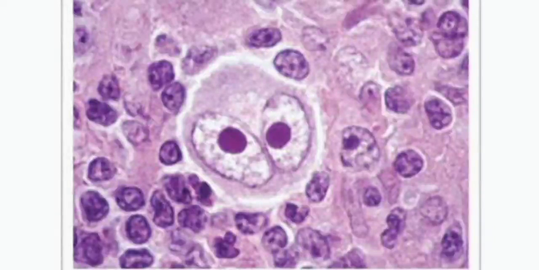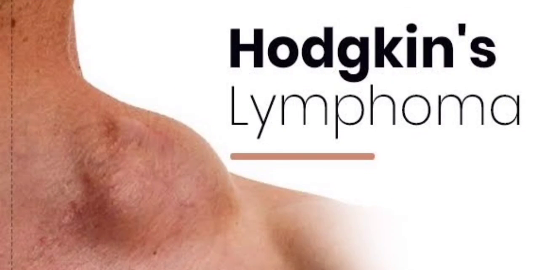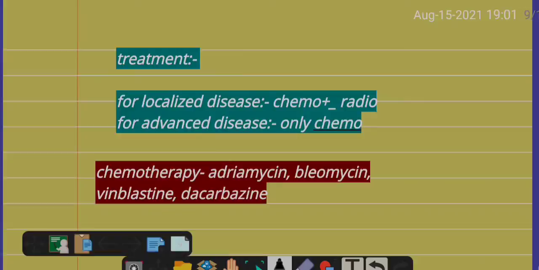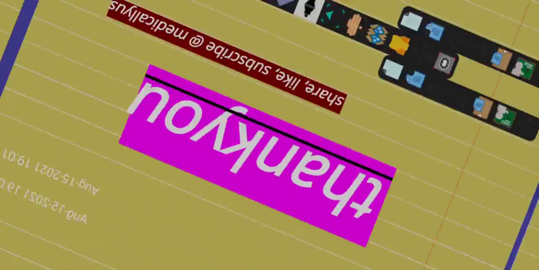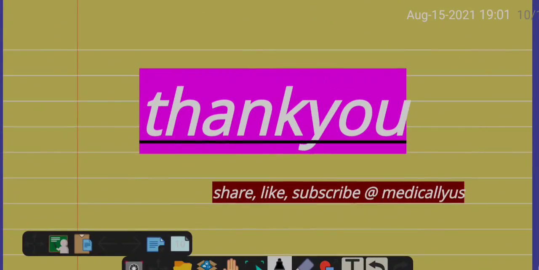And this is the classical RS cell owl-eye appearance, with cervical lymphadenopathy. Further, I wanted you to know the complications it can lead to. These are acute leukemia and cardiotoxicity. Secondary malignancy can also be seen.